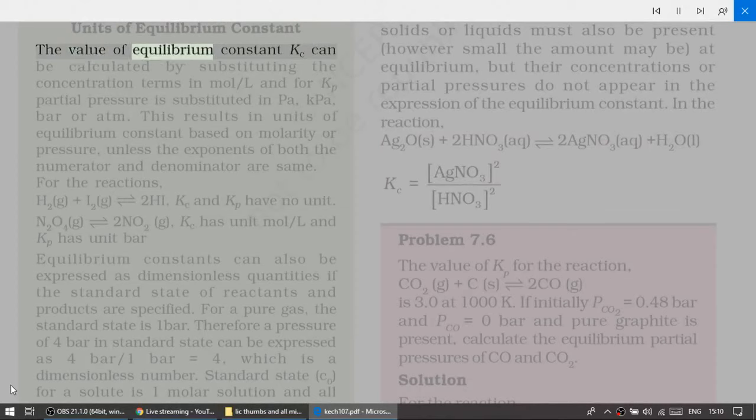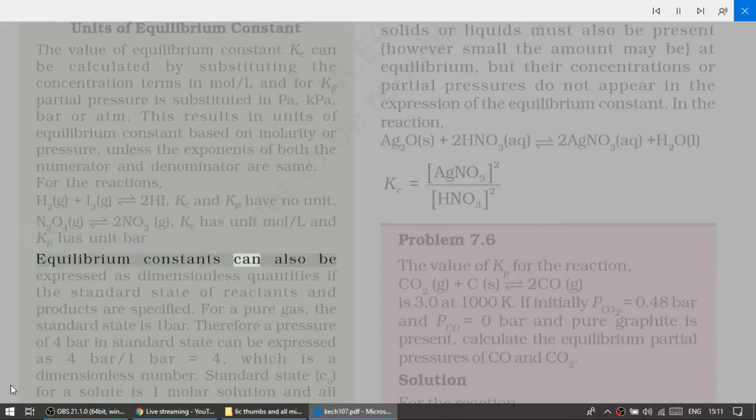The value of the equilibrium constant Kc can be calculated by substituting the concentration terms in mol/L, and for Kp, partial pressure is substituted in Pa, kPa, bar or atm. This results in units of the equilibrium constant based on molarity or pressure, unless the exponents of both the numerator and denominator are the same. For the reaction H2(g) + I2(g) ⇌ 2HI, Kc and Kp have no unit. For N2O4(g) ⇌ 2NO2(g), Kc has unit mol/L and Kp has unit bar.